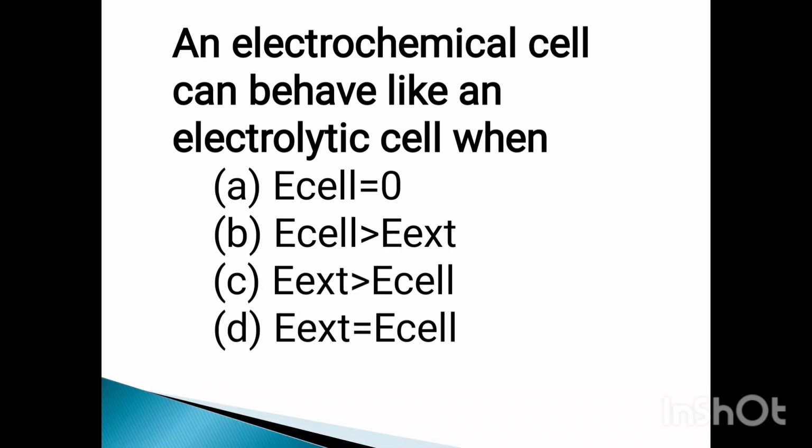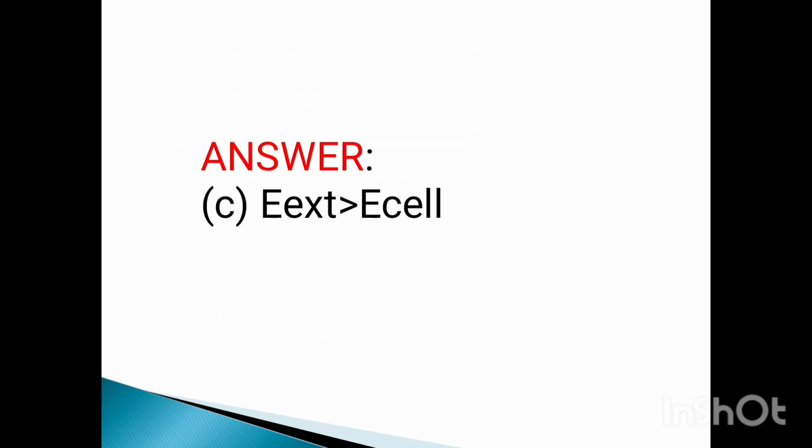Next question. An electrochemical cell can behave like an electrolytic cell when option A, E cell is 0; option B, E cell is greater than E external; option C, E external is greater than E cell; option D, E external is equal to E cell. So here E external is greater than E cell. When E external is greater than E cell, the cell becomes an electrolytic cell. Then electrical energy is used to perform a non-spontaneous chemical reaction.